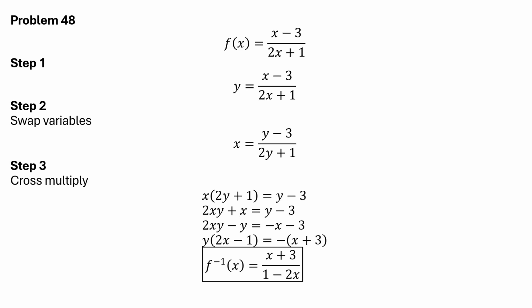Cross-multiply and collect all y terms on one side. Factor out y and divide by 2x minus 1. The inverse function is x plus 3 divided by 1 minus 2x.